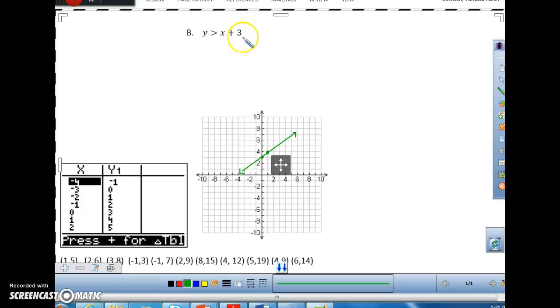Okay, so here we have an inequality. Notice I went ahead and graphed y equals x plus 3, y-intercept at 3, up 1 over 1, up 1 over 1, etc. We can look at these points. We want to see which points will make this a true statement. So I'm going to put this first one in.